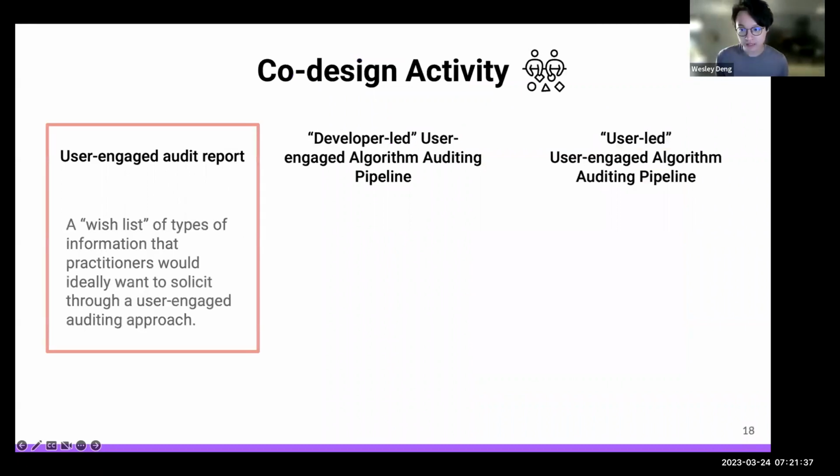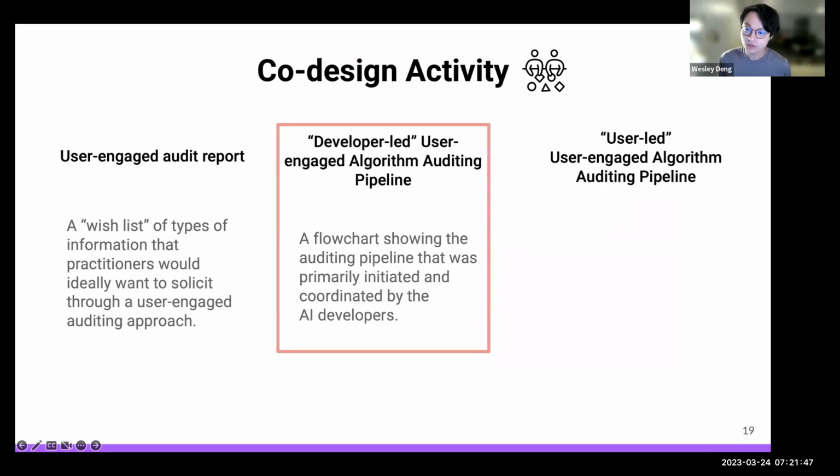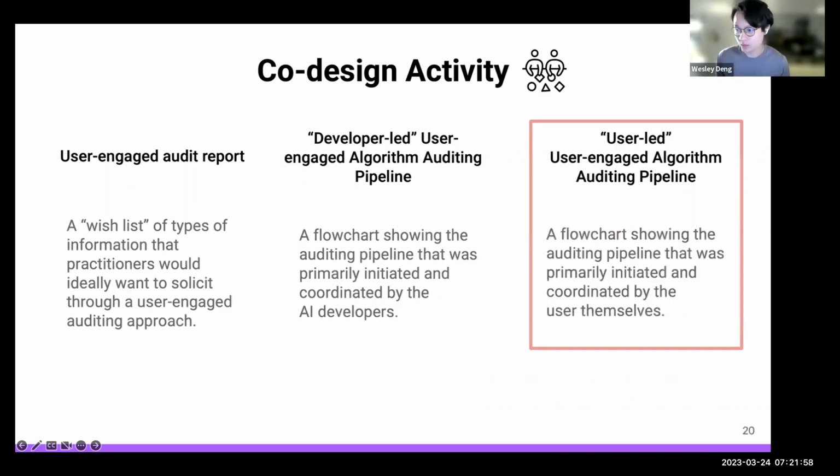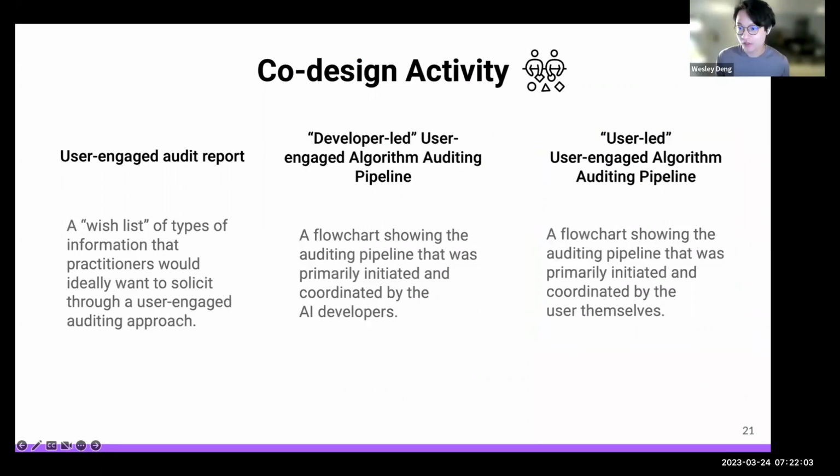First, a user-engaged audit report representing a wish list of types of information that they would ideally want to solicit through a user-engaged auditing process. Second, two user-engaged auditing pipelines: one developer-led pipeline in which the audits were primarily initiated and coordinated by lead AI developers, and one user-led pipeline in which the audits were primarily initiated and coordinated by users themselves. Notice that we use these designs not as final products, but as design props to investigate more deeply practitioners' challenges and desires through an iterative co-design process.